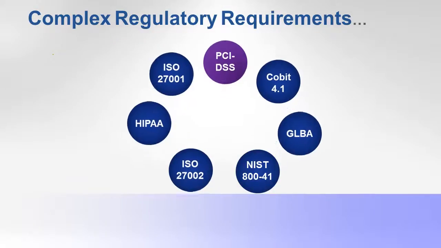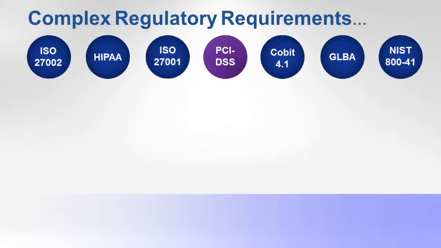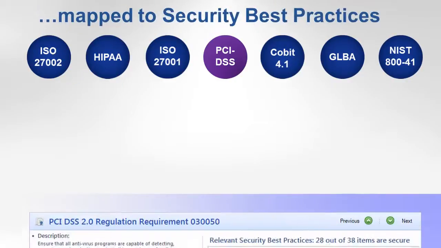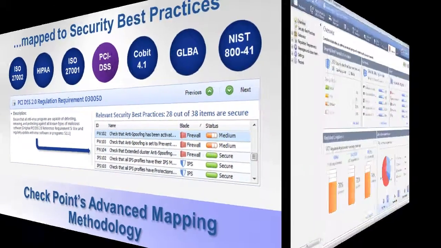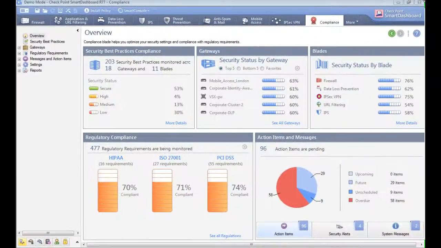The Compliance Software Blade includes 18 security regulations broken down into their individual requirements. All of these requirements are compared to our security best practices, and we map the relationships between them using Checkpoint's advanced mapping methodology. As we will see, this mapping allows us to create regulatory reports that are based on the status of the security best practices. Let's see the Compliance Software Blade in action.